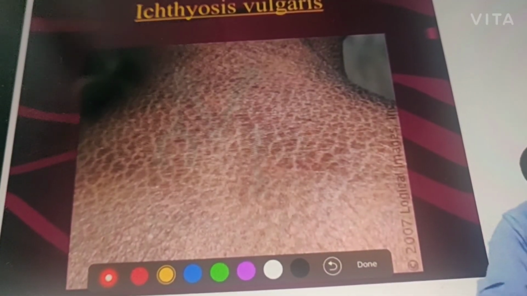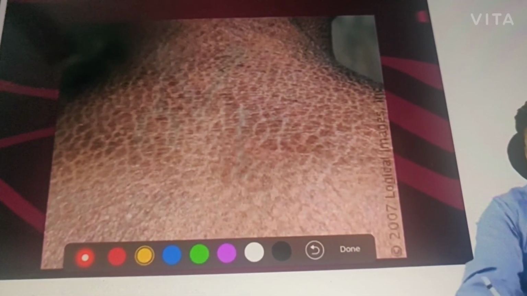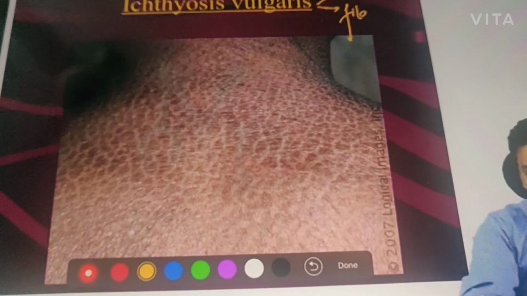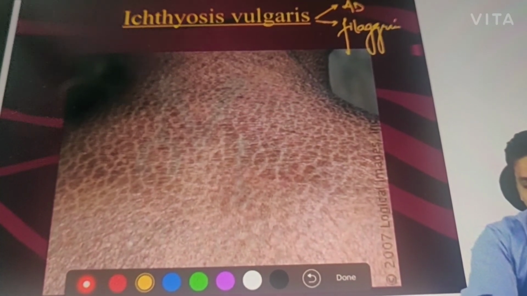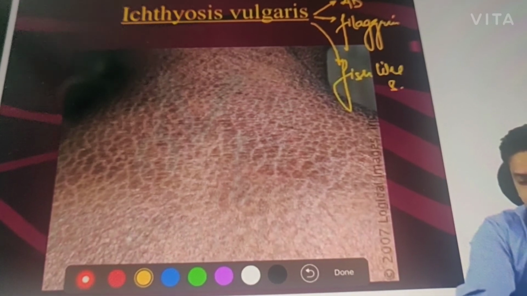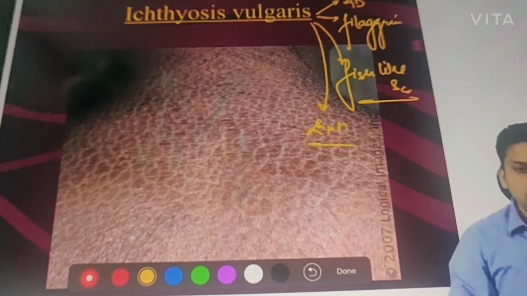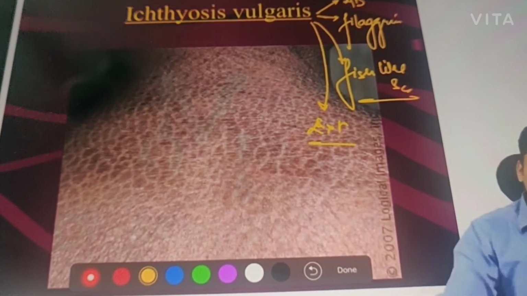Then this is a case suffering from ichthyosis vulgaris. Ichthyosis vulgaris is an autosomal dominant condition. There is deficiency of filaggrin, and here there are fish-like scales. You can see there is dryness of skin leading to fish-like scales, commonly present over extensors. So this is a case of ichthyosis vulgaris.